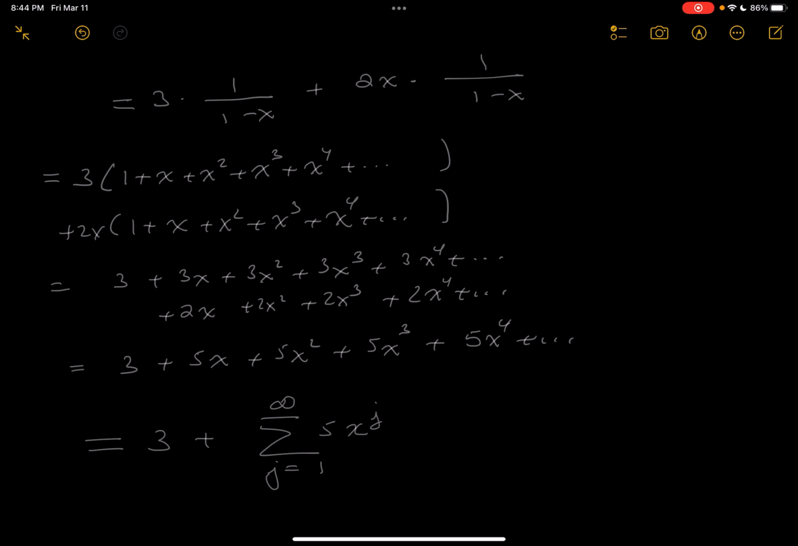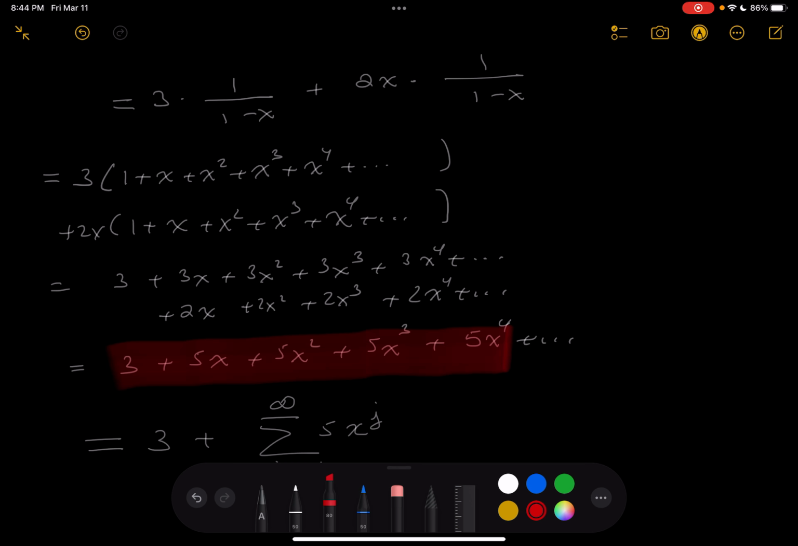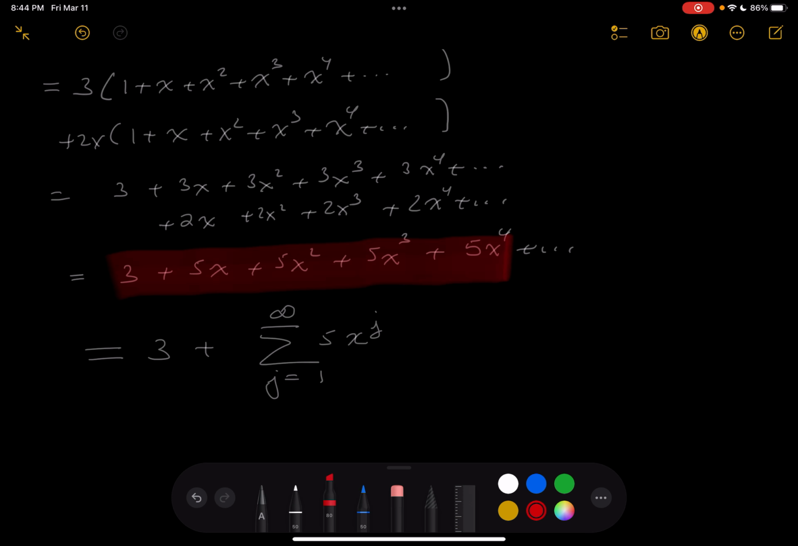What do they want me to do? Expand to at least 5 terms. Let's see if I did that. 1, 2, 3, 4, 5. I have at least 5 terms over there. Now, granted, at least 5. How many do I have over here? There's an infinite number. That's also at least 5. Thank you for paying attention.